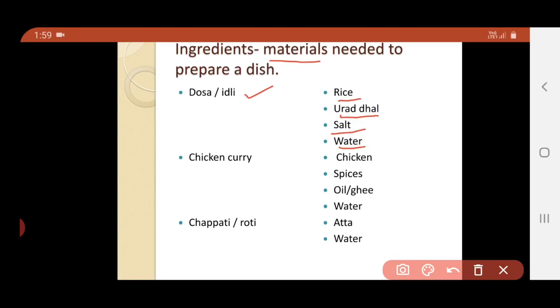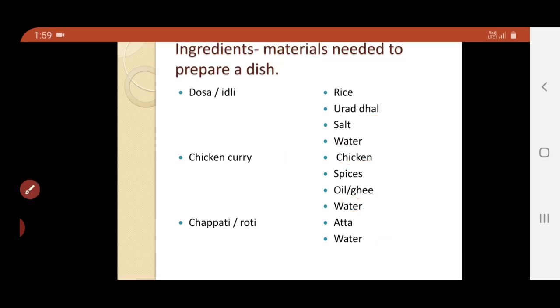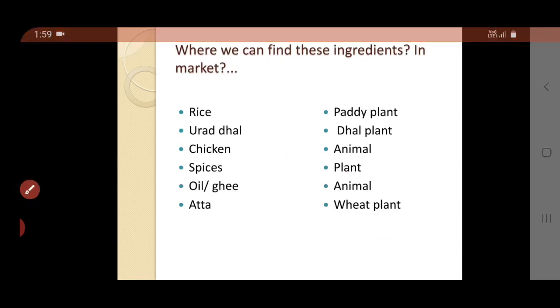Now it is very clear, right? So next, for chicken curry. It needs yummy chicken, spices, oil, ghee and water. So these are the ingredients needed to prepare the yummy chicken curry, right? So next it is chapati or roti. We need atta and water. So atta and water are the ingredients required to prepare the chapati or roti. Ingredients. Where do we get these ingredients?